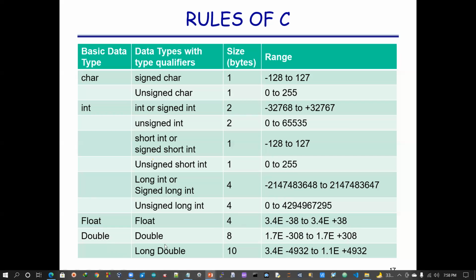And what about the double? In case of double, the size is 8 bytes, so obviously the range is also increased. Double is generally used in scientific notation, but for salary and so on we generally take float. Suppose in a scientific environment you again have a very big number or a very small number, then you can take the long double instead of the simple double.